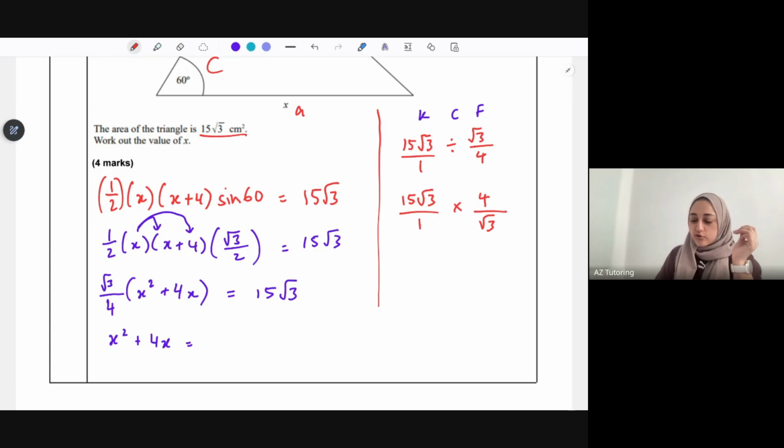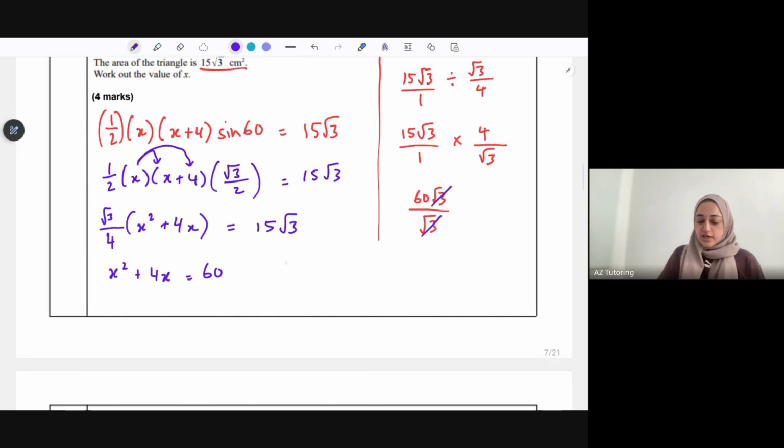Timesing that across, 15 root 3 times 4: 15 times 4 gives us 60, so we get 60 root 3, over 1 times root 3, which is root 3. The root 3's cancel out because it's on top and bottom, so we just get 60. So yeah, that could be a non-calculator paper question.